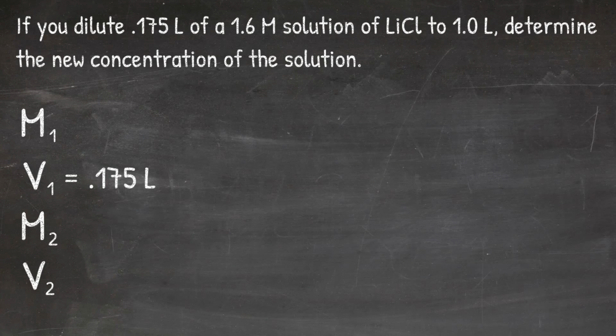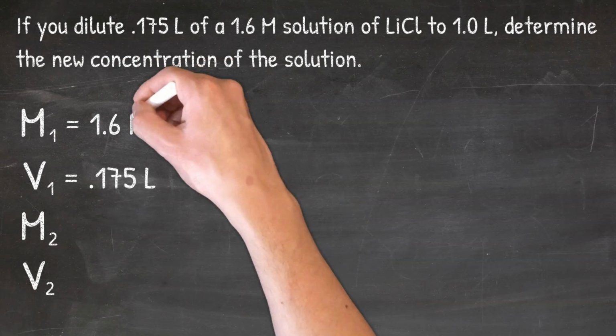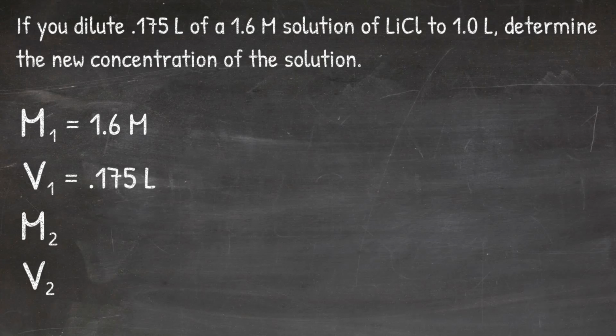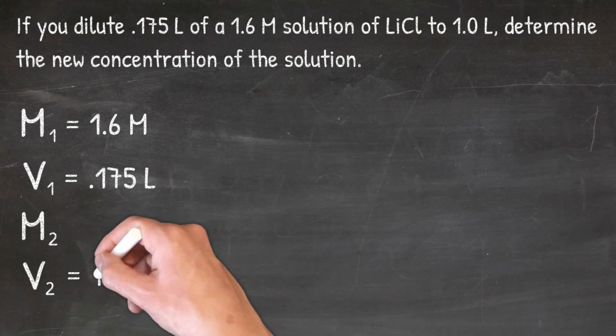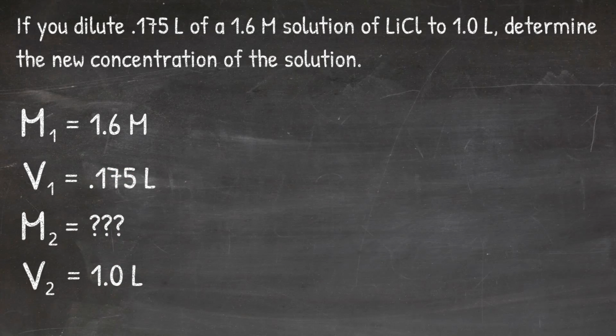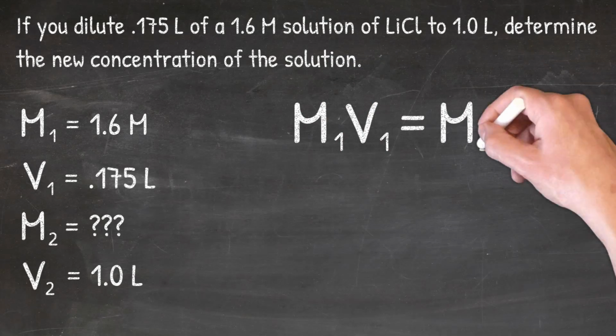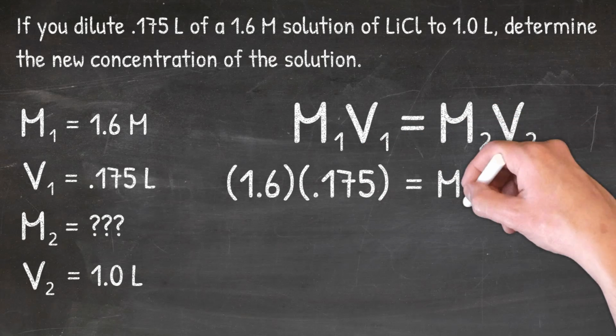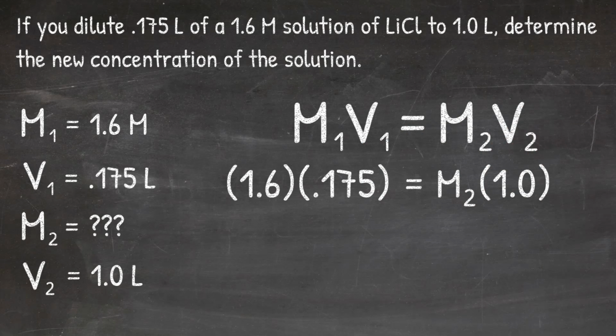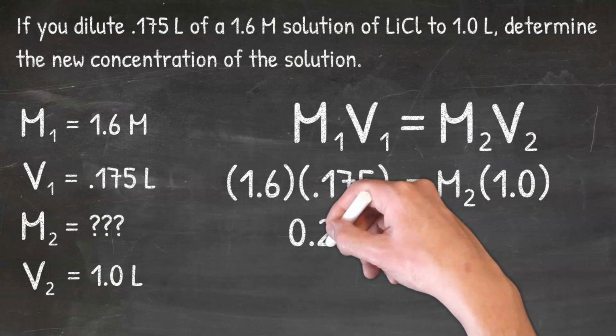I then see 1.6 molarity. That's going to be the concentration, or M1. If you continue reading on, you're going to dilute the solution to a final volume of 1 liter. That would make V2 1 liter. Now that we have the variables identified, we can see that we are solving for M2. Once we have this, we can just take our formula M1V1 equals M2V2 and plug our numbers in. And when I do that, I'm going to do 1.6 times 0.175 and then divide that by 1 to solve for M2. And when I do that, I get a concentration of 0.28.